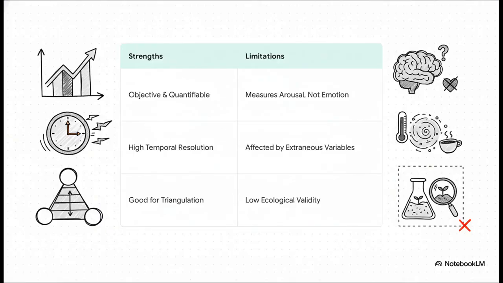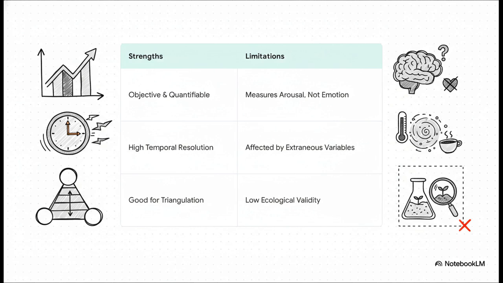On the one hand, SCR is great because it's objective and it gives us real numbers to work with. It's got high temporal resolution, which is a fancy way of saying we can see changes happening from one second to the next. And it's fantastic for triangulation, which just means combining it with other methods.